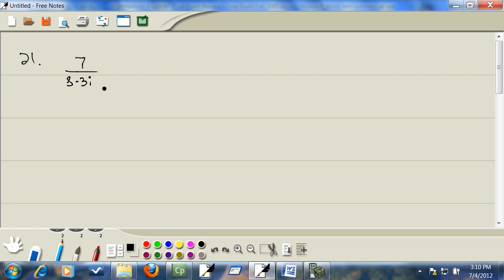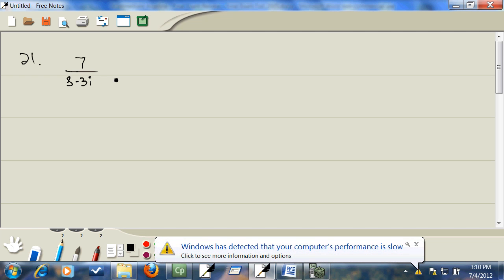Basically, if it says simplify, it could mean a whole variety of things you have to do. But basically, you want to get things in standard form. Do whatever operation is necessary, and then put the final answer in standard form. Well, the problem here is we can't have an i downstairs. Can't have it in the denominator.